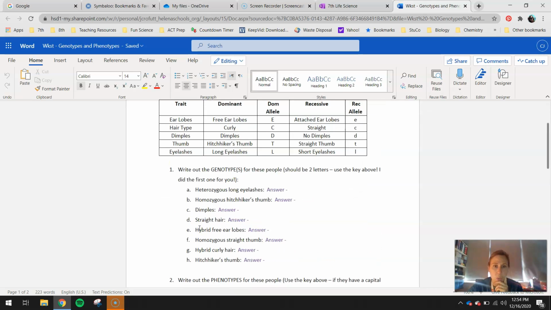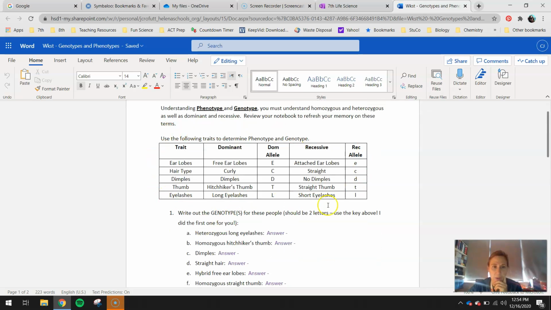Okay, so what you have is this table right here where you have several traits. About 5 traits: earlobe trait, hair type, dimples, thumb, and eyelashes. And then you have 2 different variations. You have a dominant variation and a recessive variation.